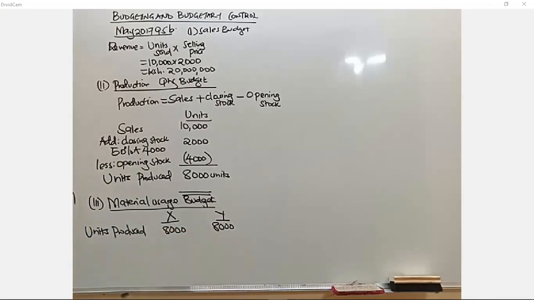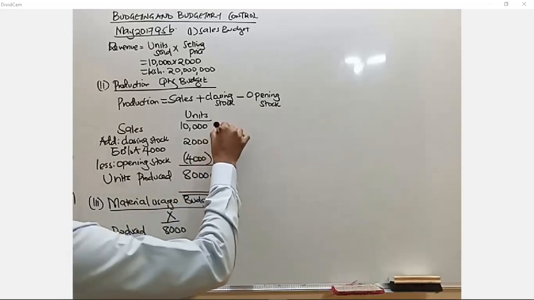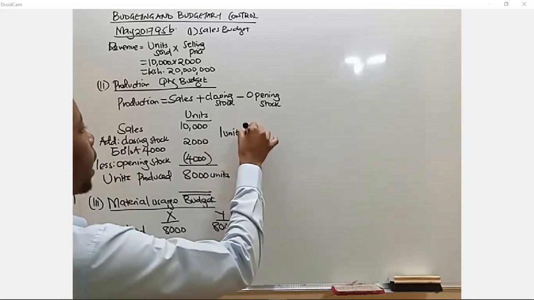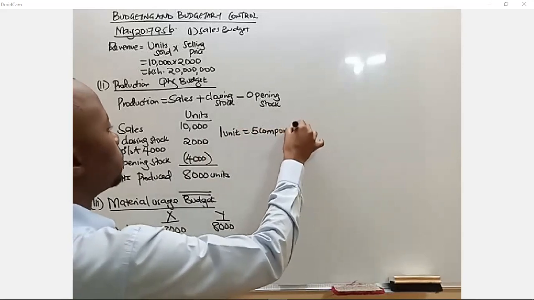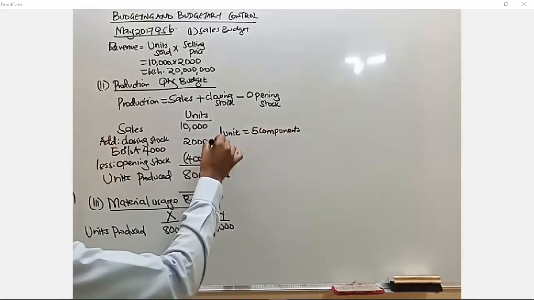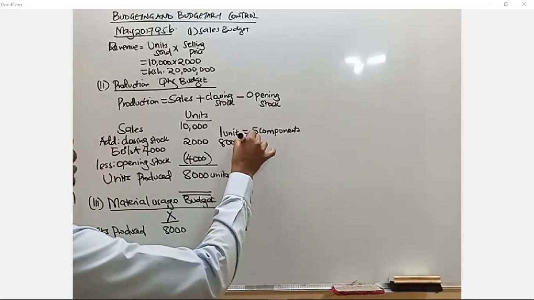Then when I look at the additional information number 1, we are being told that 1 unit of PQ requires 2 components, namely X and Y as follows. So I can say we have component X and Y given, and then we are given the numbers, right? It's just like you are being told 1 unit requires 5 components of X, right? You ask yourself, what about 8,000? So you can multiply 8,000 units.